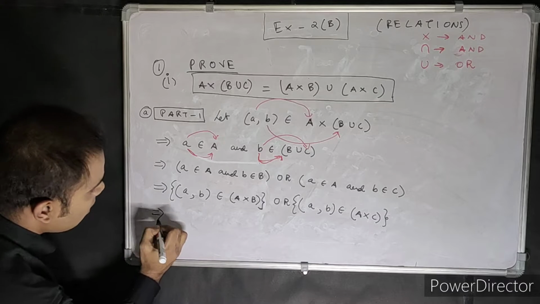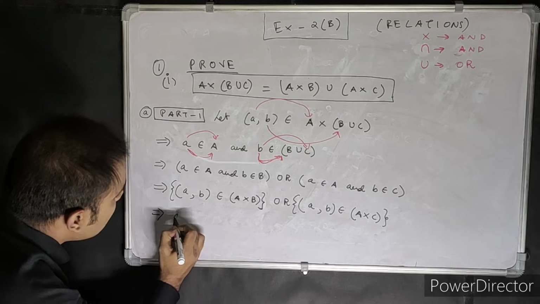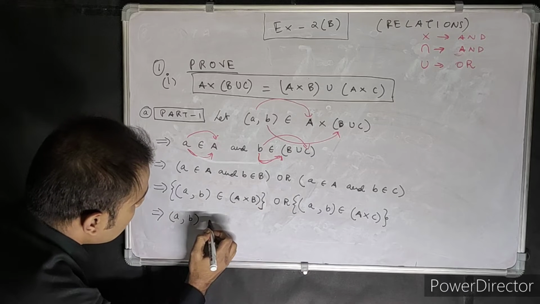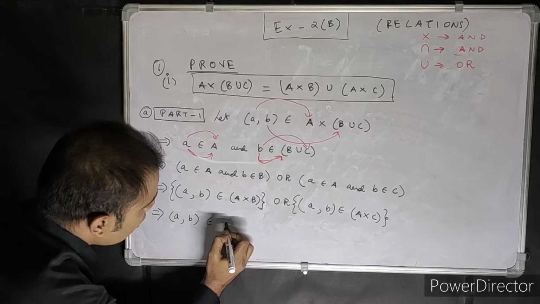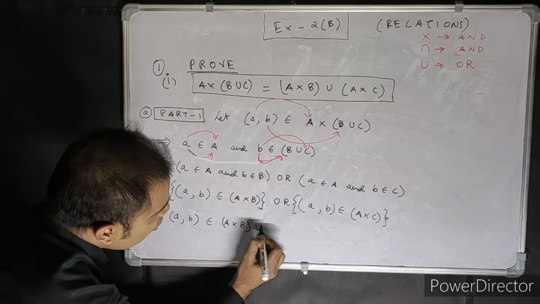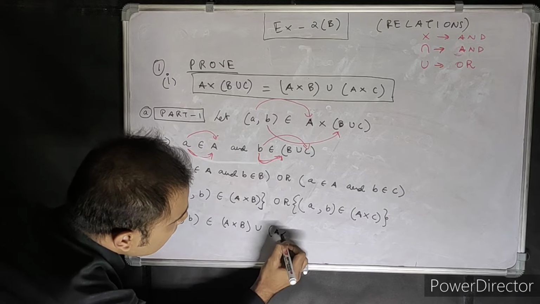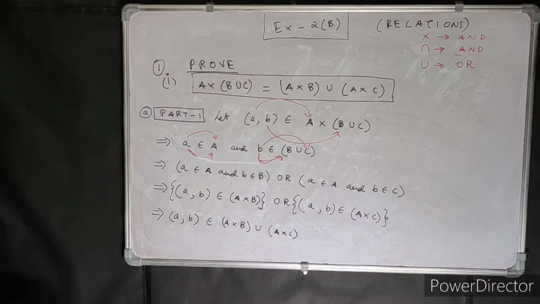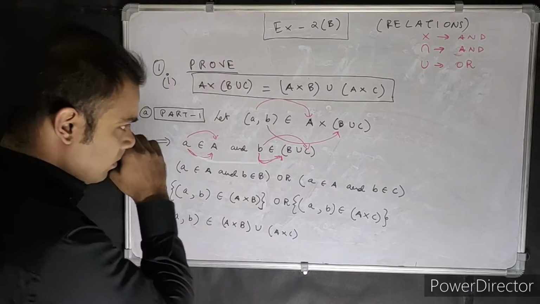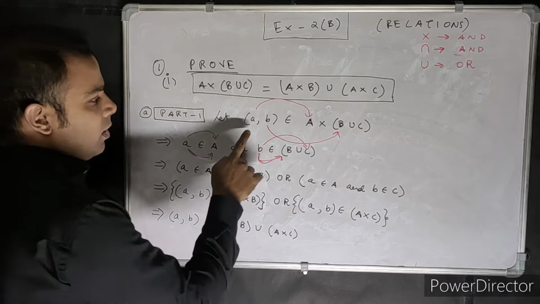Then from here, what can we write? We can write A comma B. You see A comma B is common for both of them. Belongs to A cross B, or becomes now union. Now that becomes A cross C. Look at it. Look nicely. Let's start from the beginning, from up, so that we have understood everything.